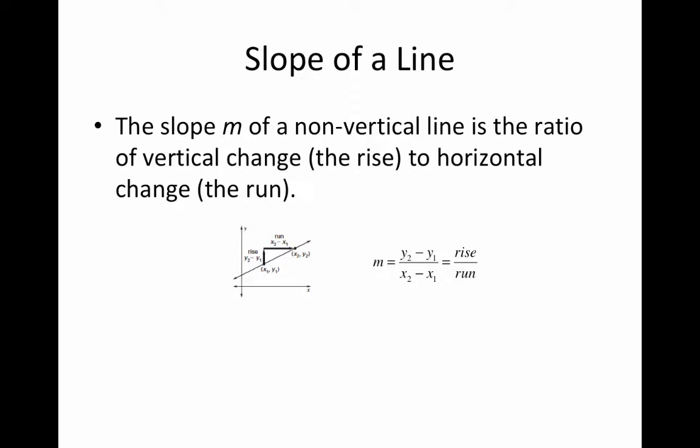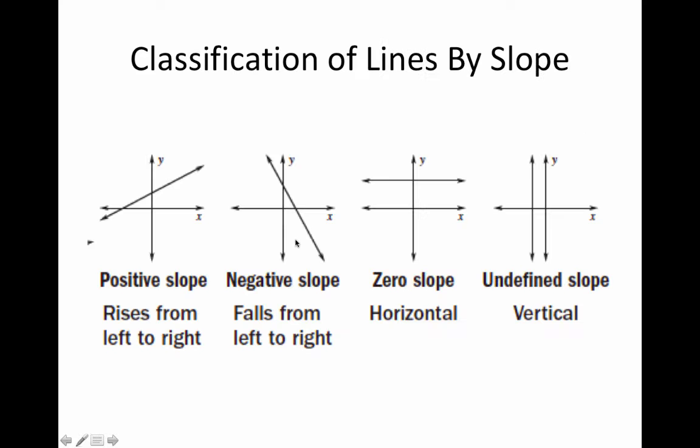Remember, the slope of the line is just the rise over the run. If you have 2 points, x1, y1, and x2, y2, it's just going to be the difference between the y's, so y2 minus y1 gives us the rise, over the difference between the x's, x2 minus x1, which gives us the run.